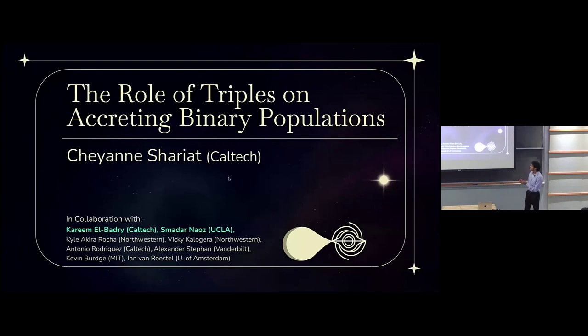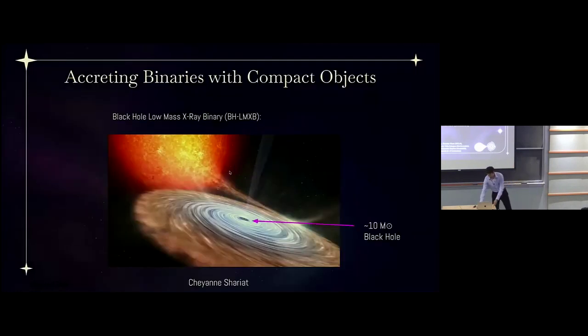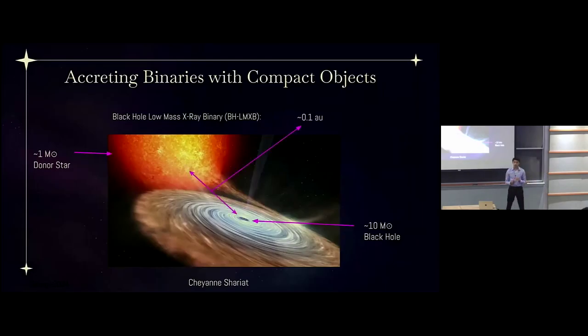To acquaint us all on a typical LMXB, to get order of magnitude numbers in mind, you think of a 10 solar mass black hole accreting from a 1 solar mass donor at a separation of say 0.1 AU, and the typical age is a few gigayears. And so the natural question is, you have a black hole right next to a sun-like star today.